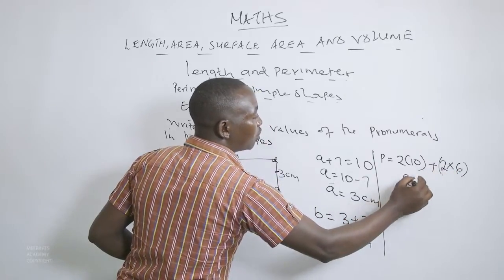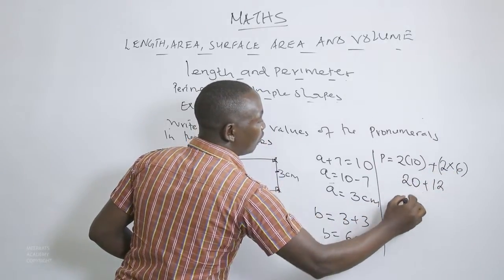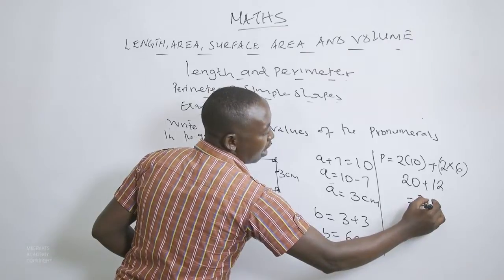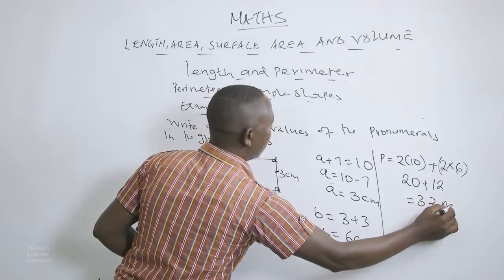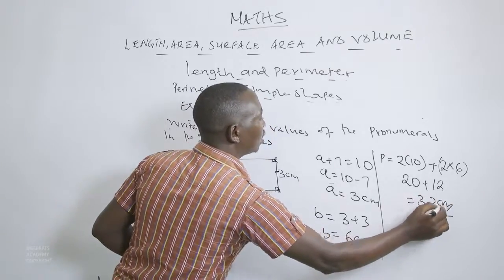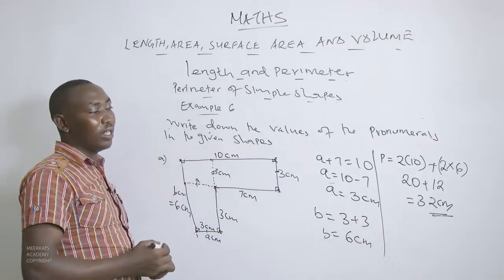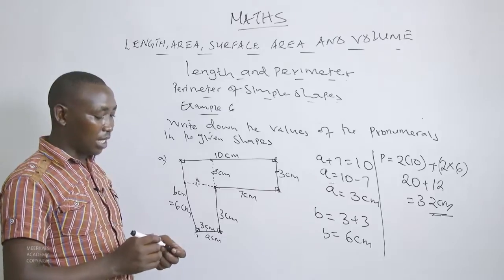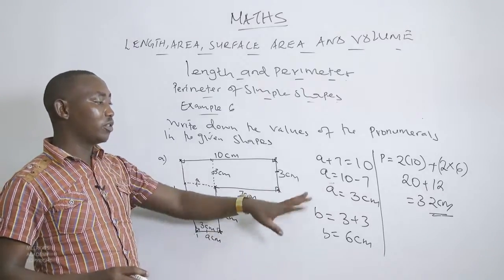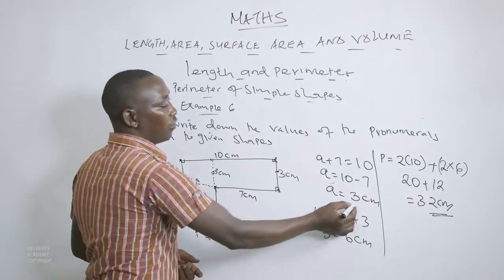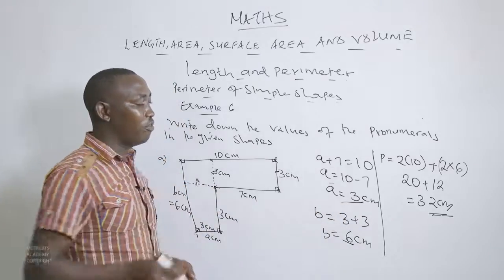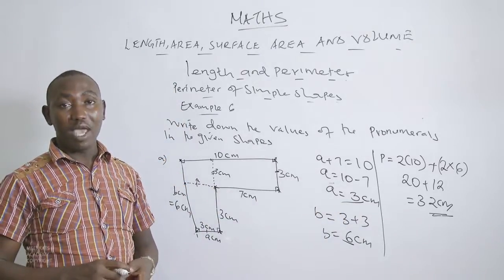So this will give us 20 plus 12, which will give us 32 centimeters. So the perimeter around this figure is 32 centimeters. So the question only required us to find the value of A, which we have gotten to be 3, and the value of B, which we have gotten to be 6.